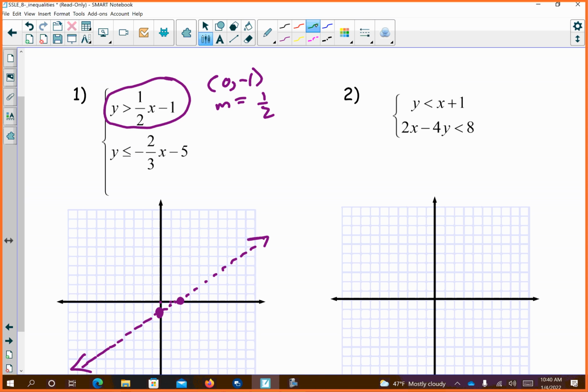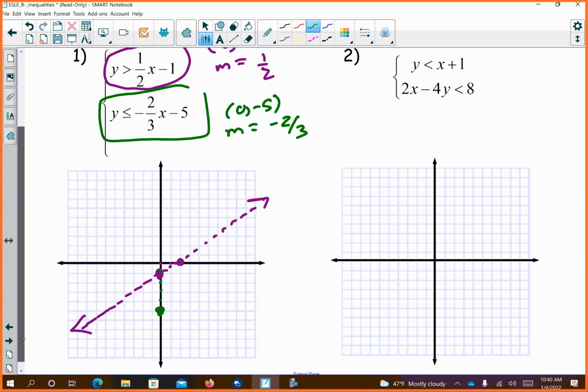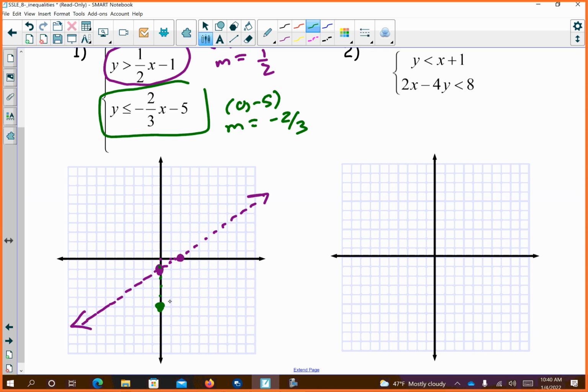All right. What's my y-intercept of this one? Yeah, 0, -5. And my slope? Yeah, baby. So 0, -5, so 1, 2, 3, 4, 5 down here. And from that point with a -2/3, I'm going to do what? Down 2/3. Solid or dotted, friends? Solid. Equal signs there.